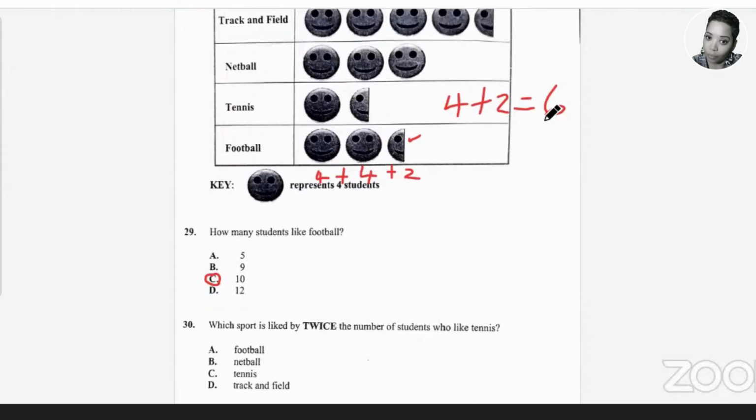So which represents 12? And of course, that's netball. 4 plus 4 plus 4, that gives us a total of 12. Remember, we had already said this one was 10, and at the top, 4 plus 4 plus 4 plus 4, that's 16 plus 2, that would be 18. Okay, so the answer is netball. All right, and that takes us to question 30.